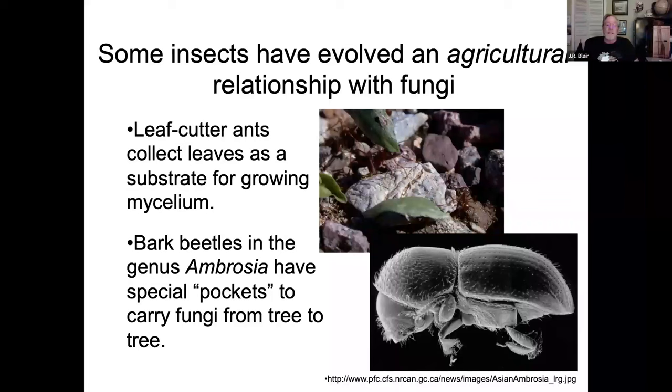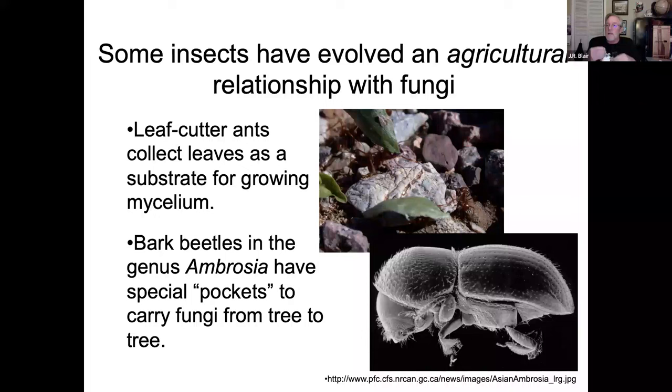There are some bark beetles in the genus Ambrosia. This is an electron micrograph of an Ambrosia beetle. So here's the head, thorax, and then the abdomen. Right at the base of the head, right in this area right here, where it attaches to the thorax, they have these little pockets. And they too eat mycelium that is in decaying wood.